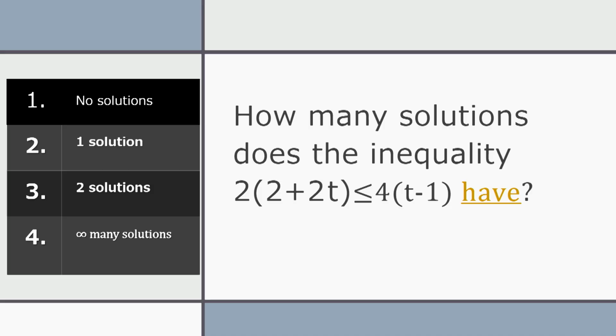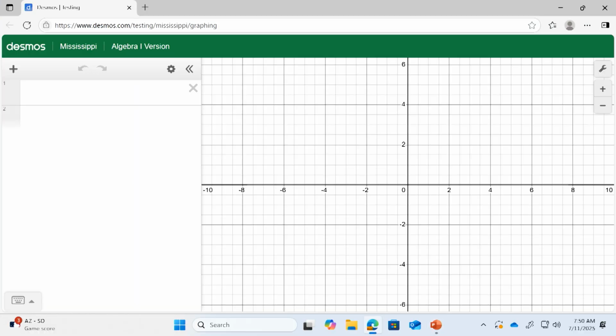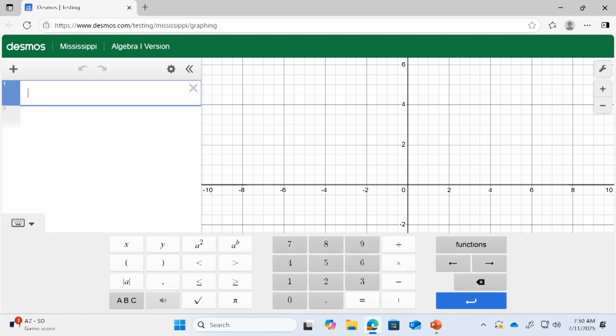How many solutions does the inequality have? So what I am going to do is I have no solutions, 1 solution, 2 solutions, or infinitely many solutions. So let's plug this into Desmos. Let's see what our answer choices could be. So I'm going to pull up my Desmos, and I'm going to plug that in. So everyone plug yours in right along with me.